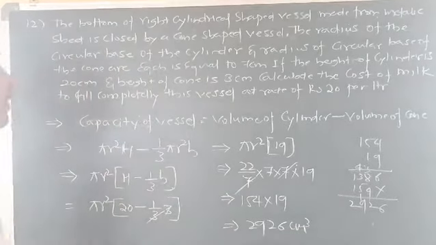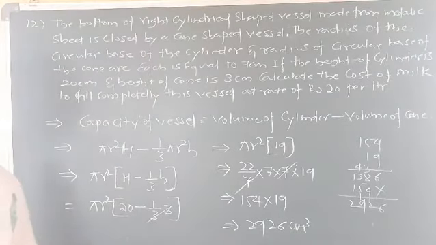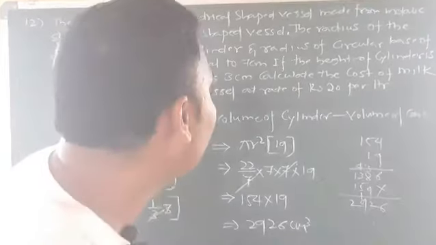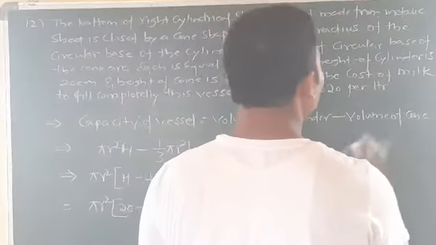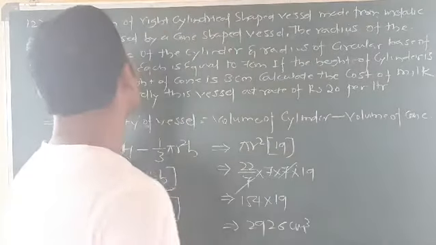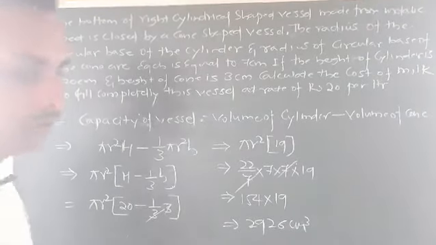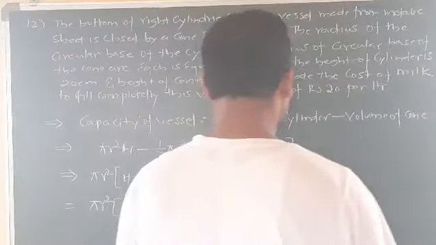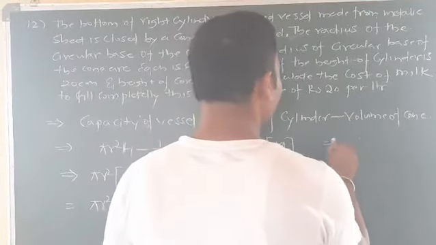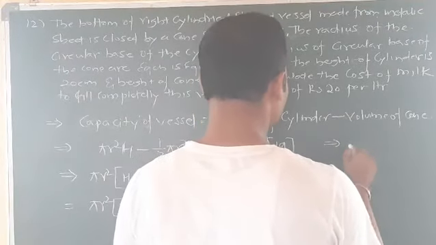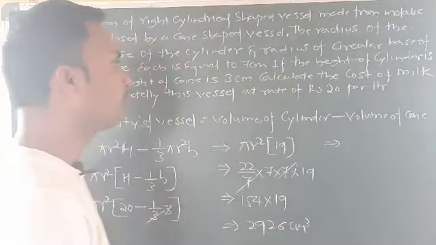This is the capacity of the vessel we got. But what we need to calculate here is the cost of milk to fill this vessel completely. So we need to find the cost of milk. Before going there, we need to divide by 1000, since this is in centimeter cube.